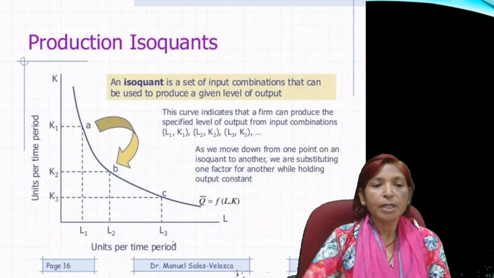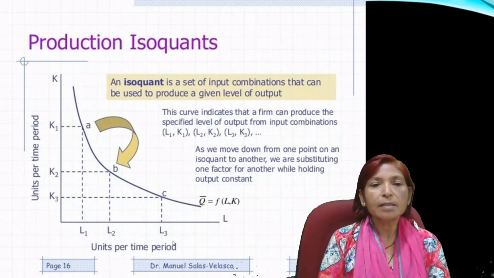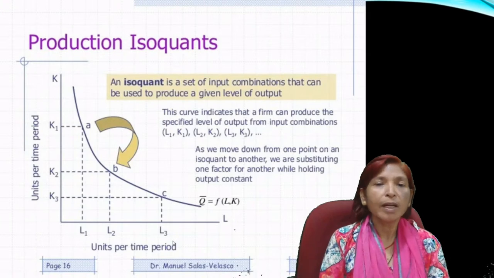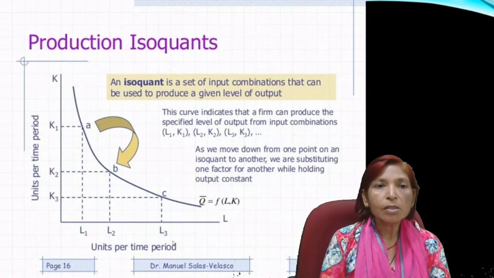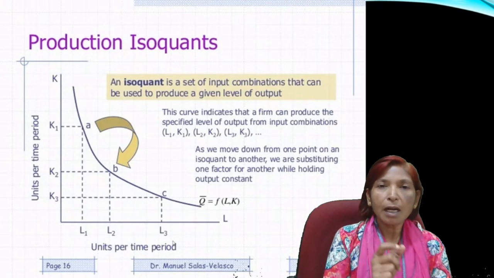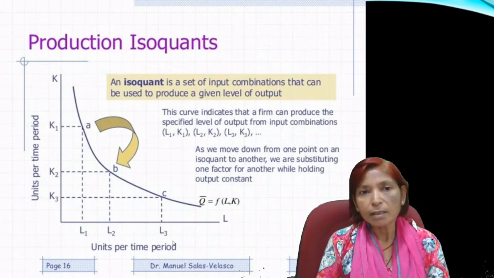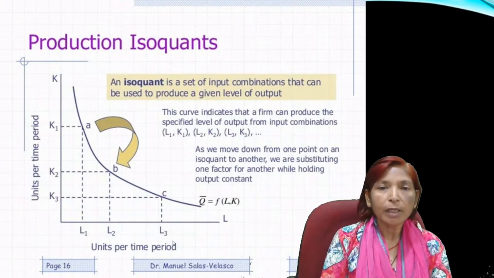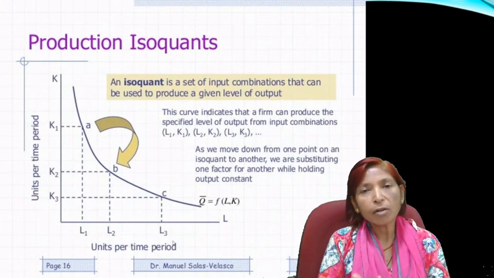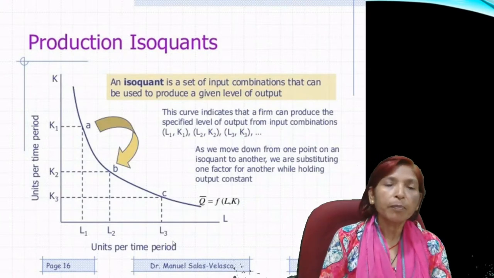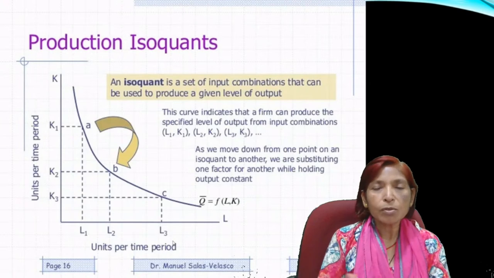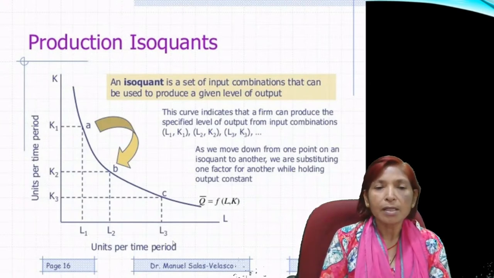Next is production isoquant. Isoquant curve is a set of combinations that can be used to produce a given level of output. What is the meaning of ISO and quant, Q-U-A-N-T? ISO means same or equal, and quant is the short form of quantity. If we are producing the same level of output by using fixed and variable factors, that is called isoquant.